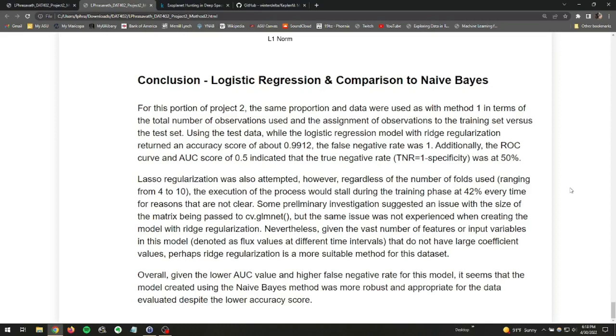I'm not sure if the particular method of ridge regularization is the most appropriate for this data set, but given what we've learned in lecture, I do think it still might be more appropriate than lasso regularization because of the vast number of features or input variables that we're using in this model. Remember, there are over 3,000 columns in this data set, and the flux values at each of those time intervals are being used as an input variable.